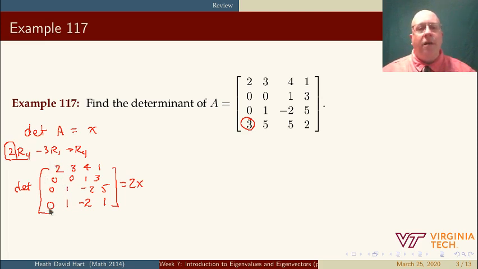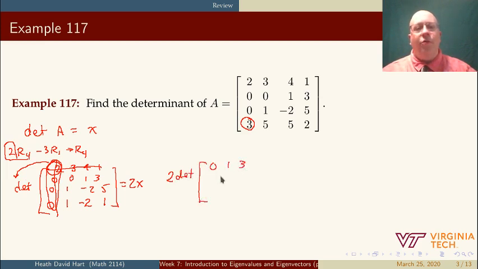But this column is now in echelon form, which means we can eliminate its row and its column, but the 2 at the intersection comes out to the front. So 2 times the determinant of 0, 1, 3, 1, negative 2, 5, 1, negative 2, 1 is equal to 2x.